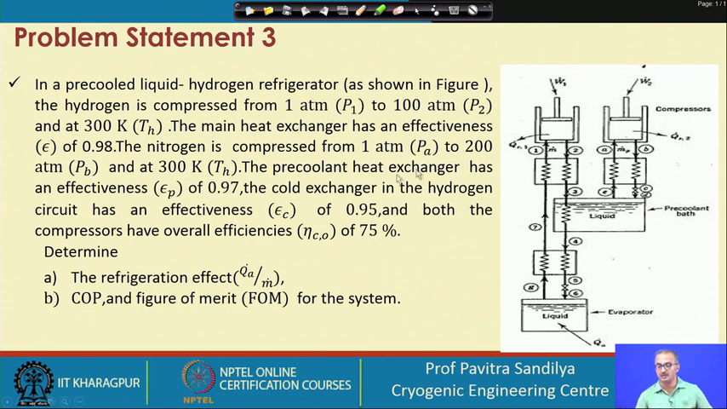Now here you see this representation: this is the main system, and this main system is being pre-cooled by this particular auxiliary system.